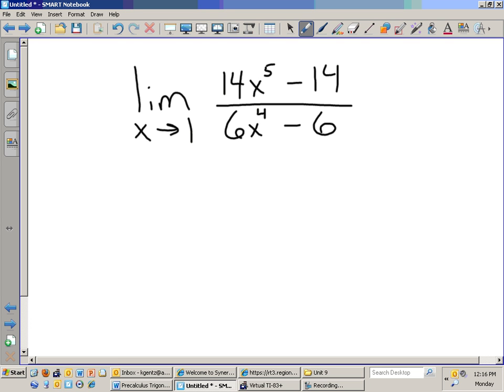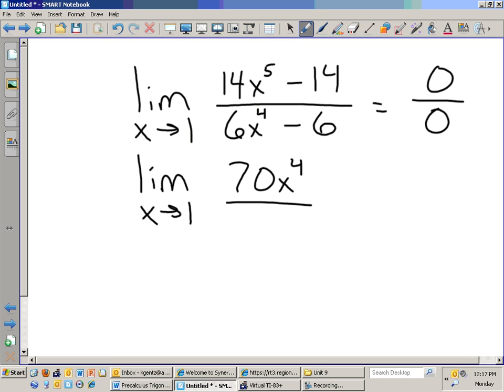Okay, the limit as x approaches 1 of 14x to the 5th minus 14 over 6x to the 4th minus 6. If you were to plug in 1, what would you get? Because we come up with what is referred to as an indeterminate form, something that we can't define, we'll apply L'Hopital's rule. And so you end up with the limit as x approaches 1 of, what's the derivative of 14x to the 5th minus 14? 70x to the 4th over.